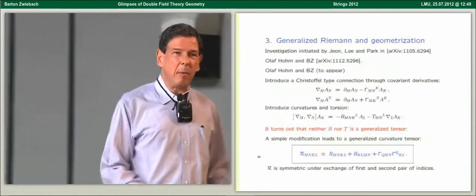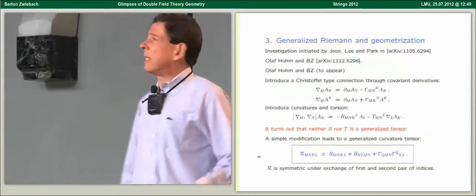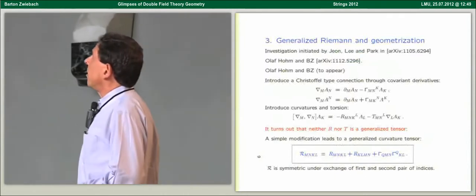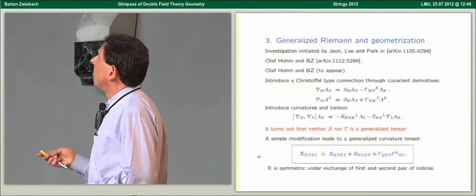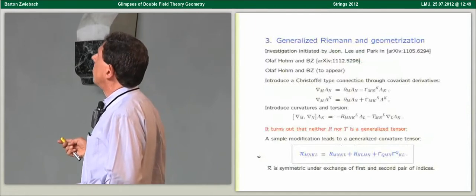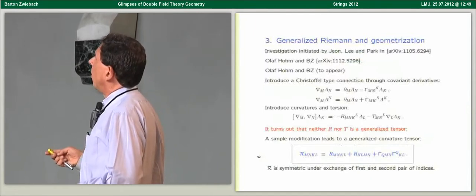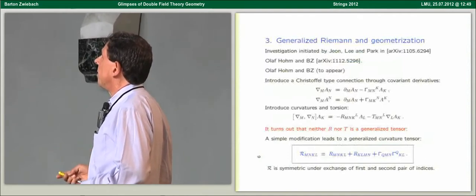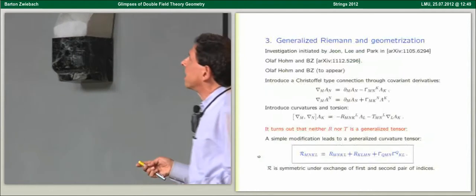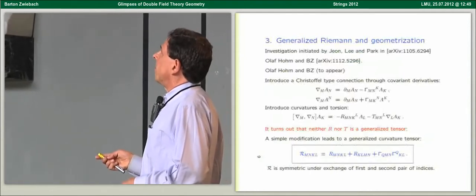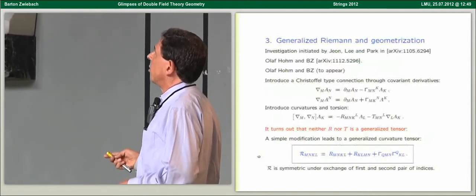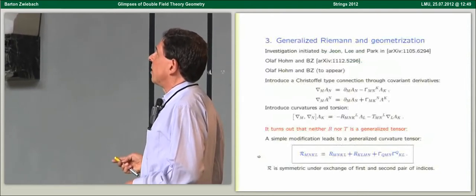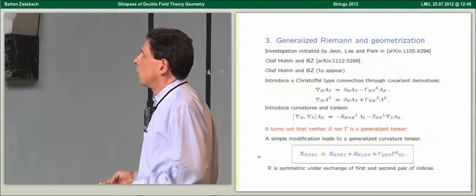Well, I want to now begin these issues of geometrization, and so the idea was to try to define a generalized Riemann tensor. There was important work done by the Korean group, and then Olaf and myself have been working on this subject. There's some paper to appear very soon explaining some of these things. So we just tried to introduce a Christoffel connection in the usual way through covariant derivatives, and then introduce curvatures and torsions this way, as usually done.